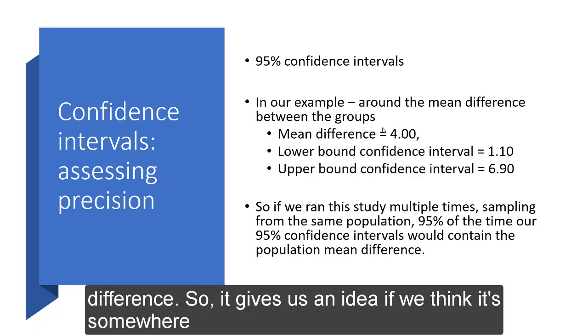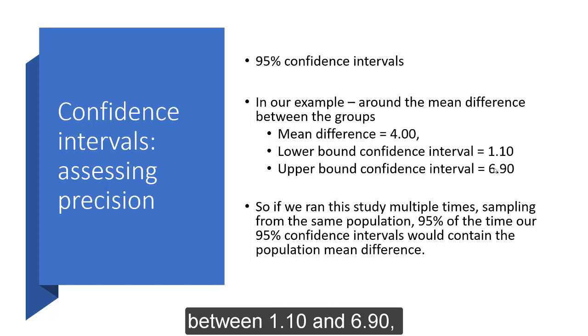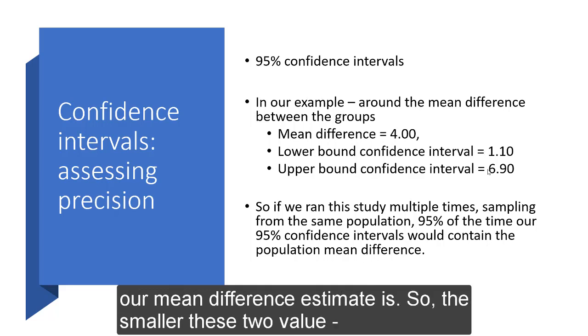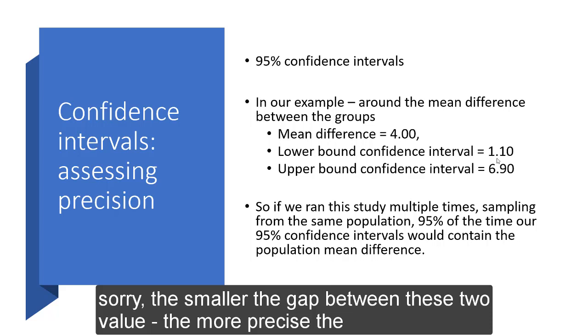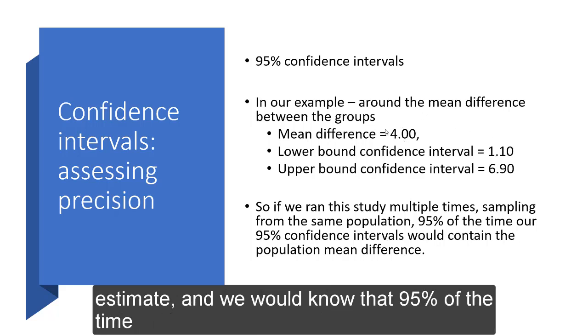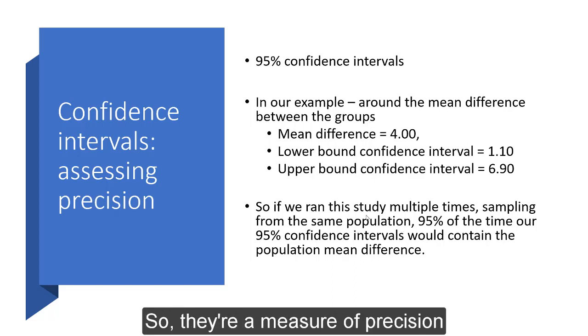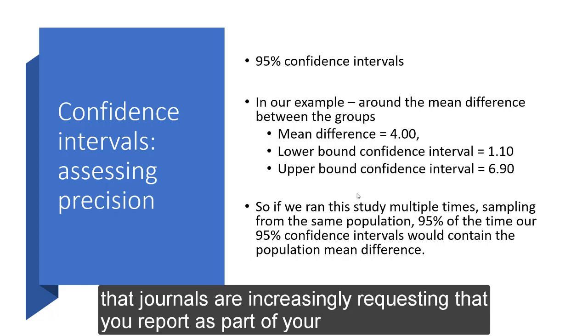If we think it's somewhere between 1.10 to 6.90, it's not definite that it's within that kind of area, but it gives us an idea of how precise our mean difference estimate is. So the smaller the gap between these two values, the more precise the estimate, and we would know that 95% of the time our 95% confidence intervals would contain the true population mean difference. So they're a measure of precision that journals are increasingly requesting you report as part of your results.